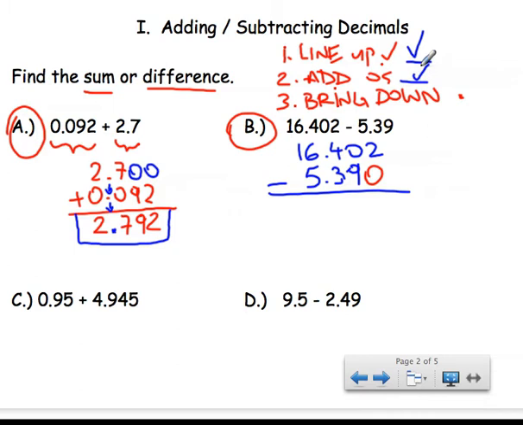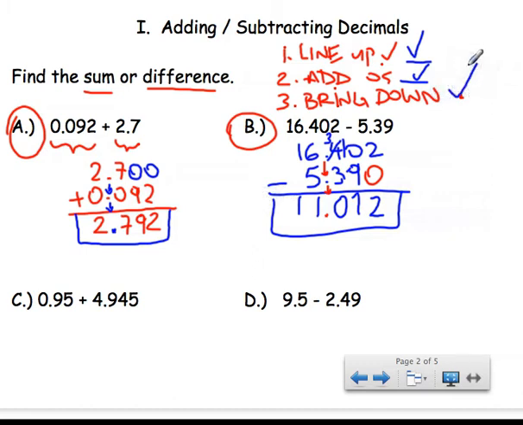So I'll go ahead and subtract. 2 minus 0 is 2. 0 minus 9, I need to borrow, this is 3. 10 minus 9 is 1. 3 minus 3 is 0. 6 minus 5 is 1. And 1 minus nothing is 1. And my last step is to bring down the decimal, which would make it 11 and 12 thousandths.